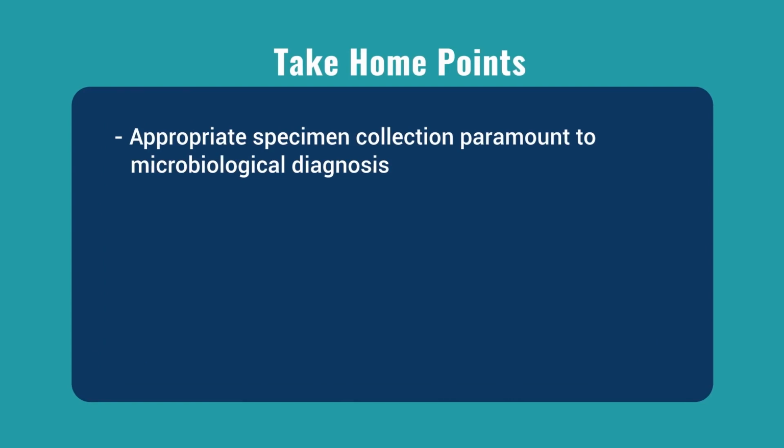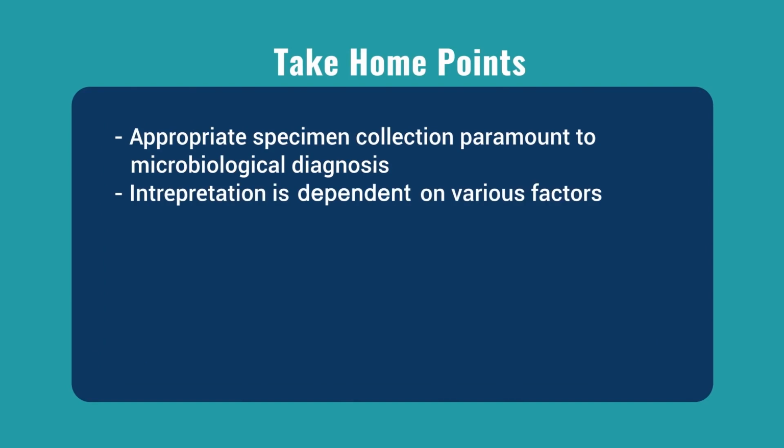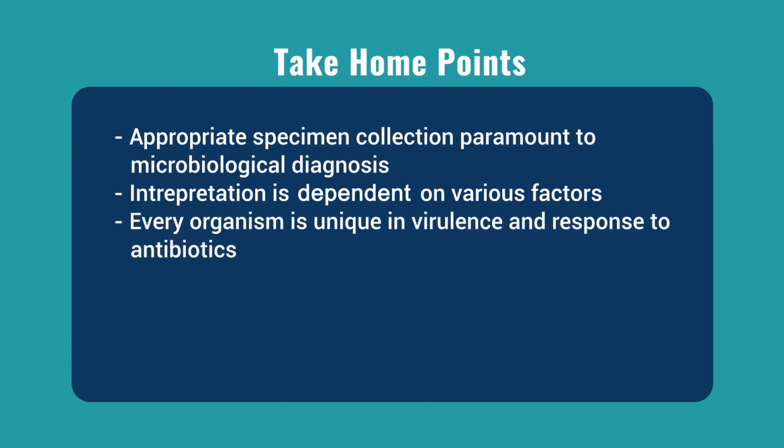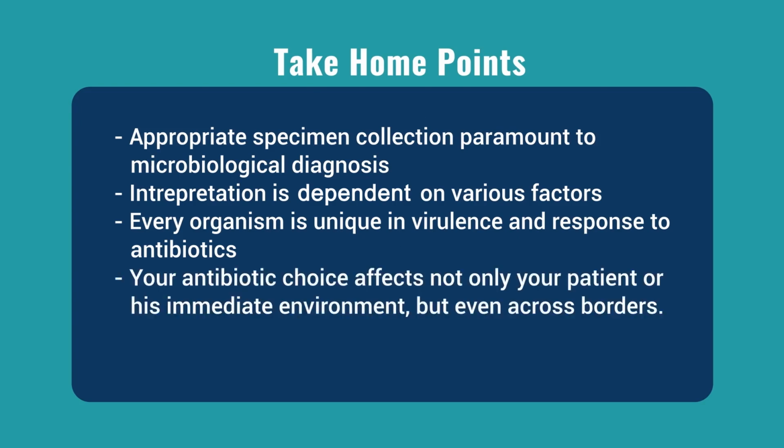In conclusion, here are some take home points. Specimen collection is the most important step to obtaining a good quality microbiological report. Interpretation of microbiological reports is dependent on many factors, including the site of the specimen and the sterility of the specimen, and also the intrinsic resistance profiles of those organisms. Every organism is unique, not only in its ability to cause infections, but also in the way it reacts to different antibiotics. Your antibiotic choice affects not only your patient and not only his local environment, but also the entire state and country, the whole community at large.